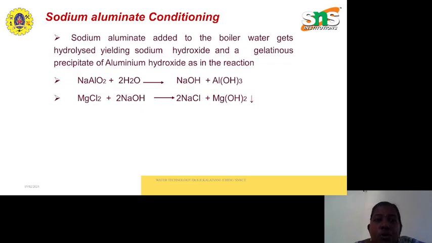The next one, sodium aluminate conditioning. Sodium aluminate is added into the boiler water, gets hydrolyzed yielding sodium hydroxide and gelatinous precipitate of aluminum hydroxide, as in the reaction. NaAlO2, sodium aluminate, is added into the water sample. It is converted into sodium hydroxide. Then magnesium chloride plus sodium hydroxide gives magnesium hydroxide.